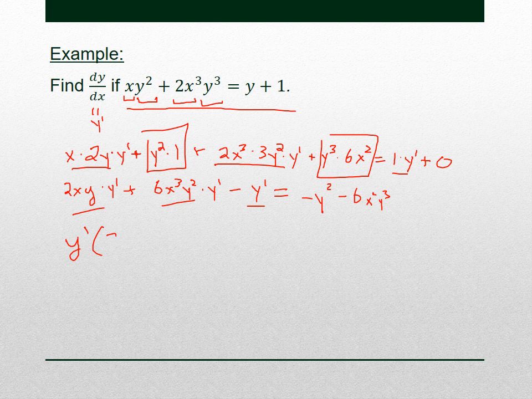All right, now once we've got all the terms on the left having a y prime in them, what we're going to do is factor that y prime out. So that first term we're left with a 2xy. The second term we have a 6x cubed y squared. And then minus y prime just becomes minus 1. And the right side we're not going to change.